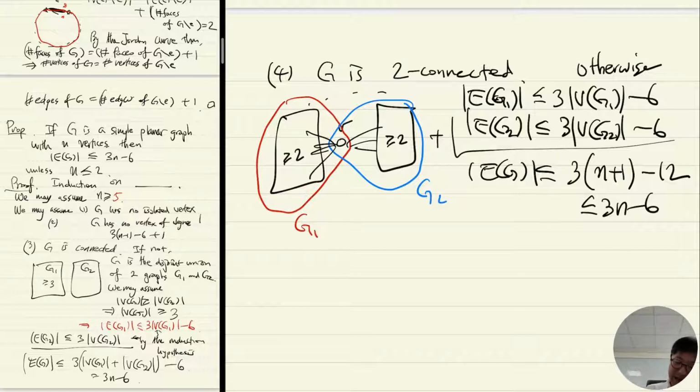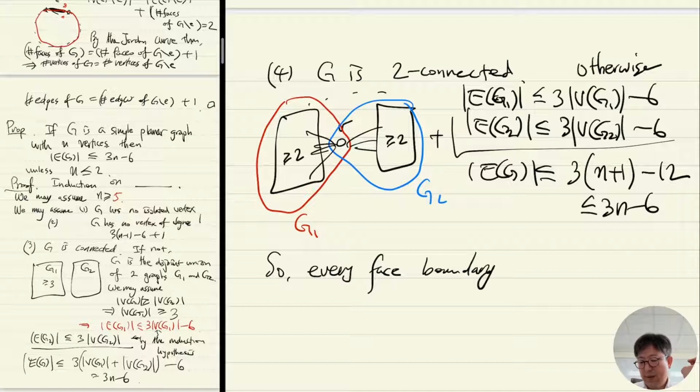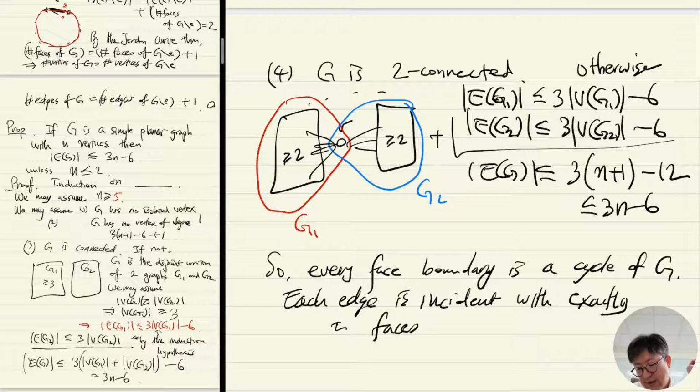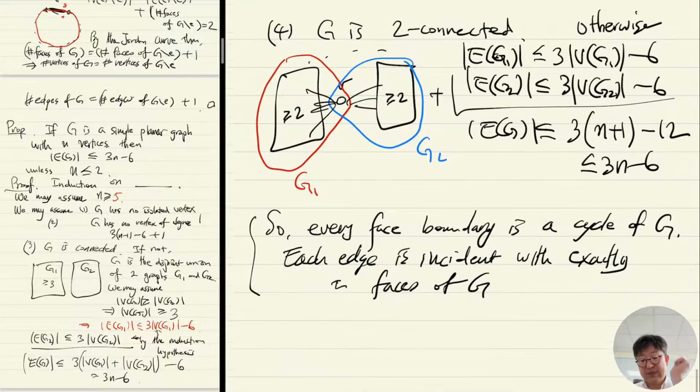Why did I say that? Because that makes it a lot easier, because now the graph is 2-connected, so we can use this structure theorem saying that every face boundary is a cycle of the graph G, and each edge is incident with exactly 2 faces of G, because the graph is 2-connected.